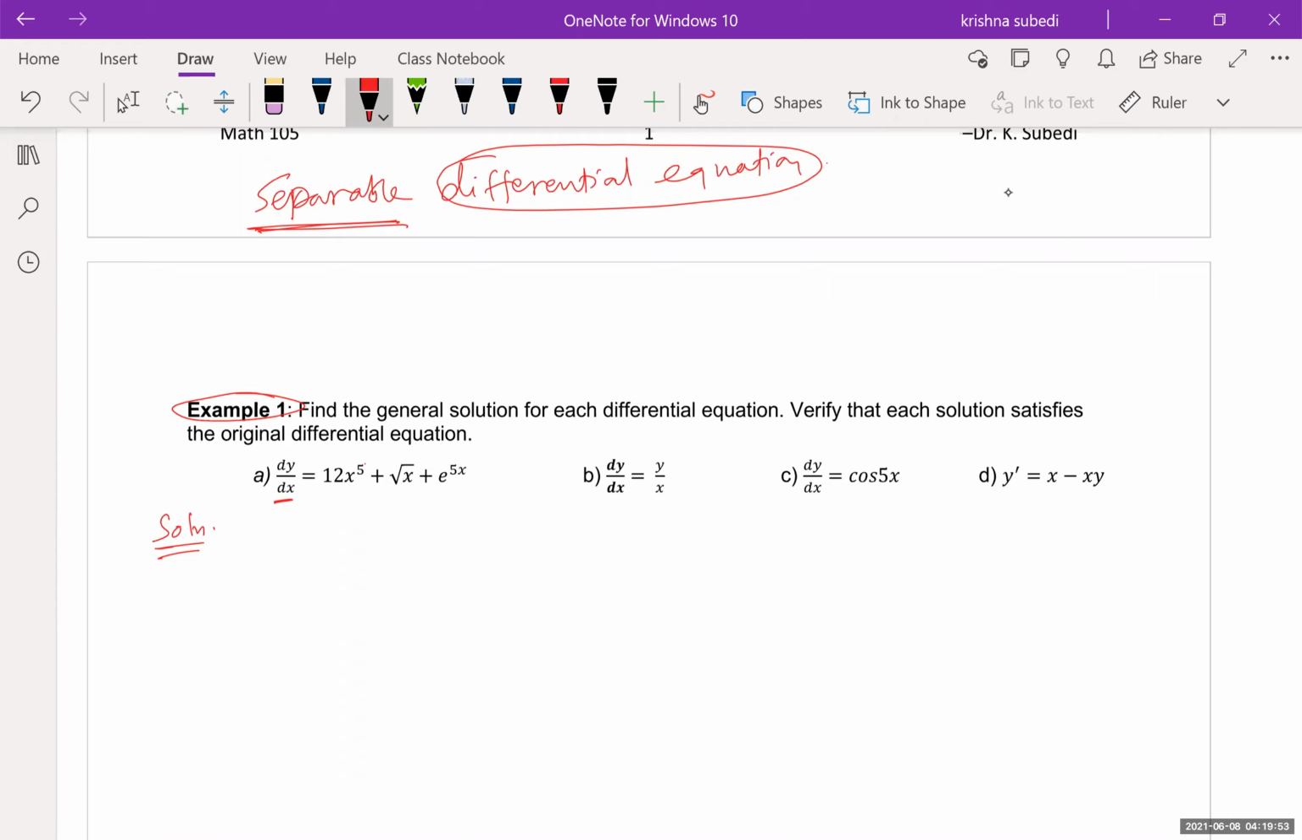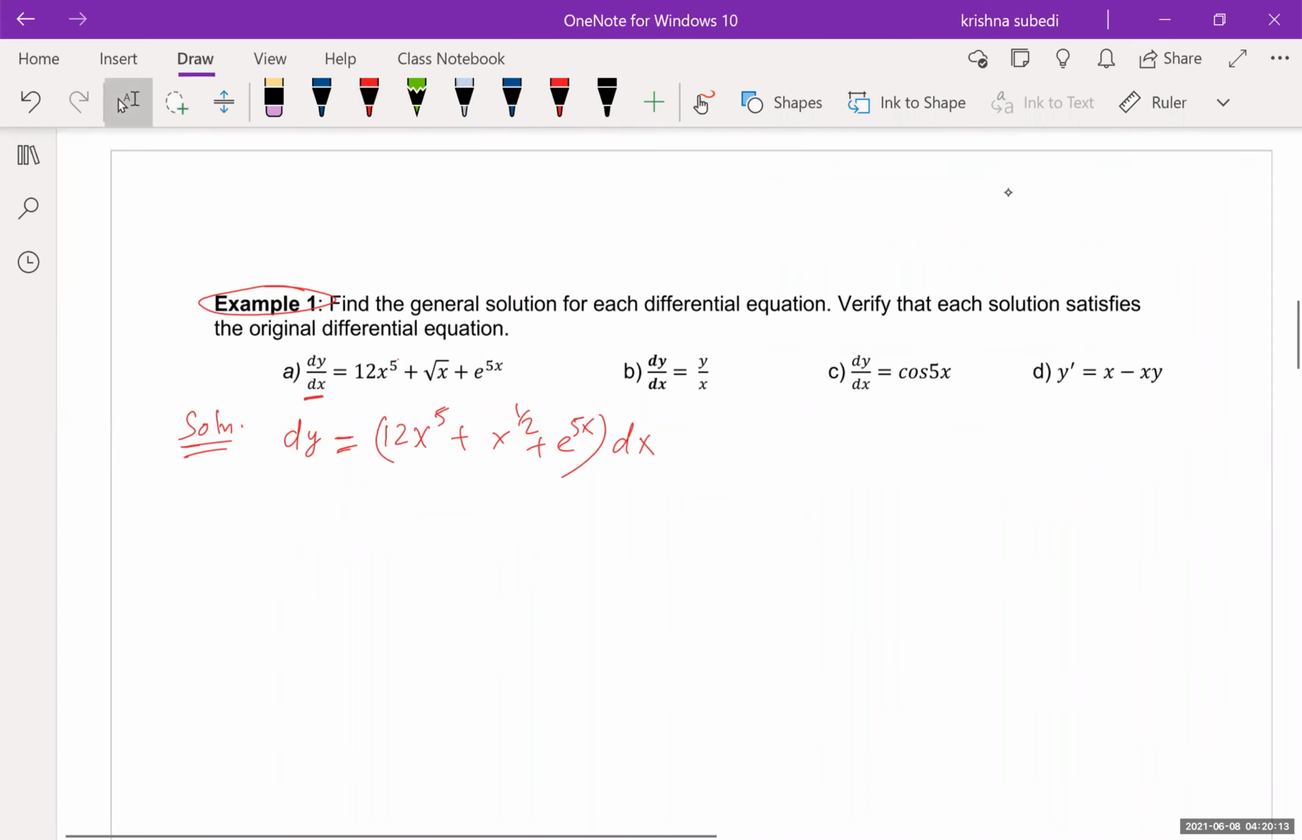So in this case, with simple high school algebra, you just do the manipulation here. You can get dy equals 12x to the power 5 plus x to the power half plus e to the 5x, dx. We can write it this way, right? So rewriting the equation, separating y and dy on one side, x and dx on the other side. That's why it is called a separable differential equation.